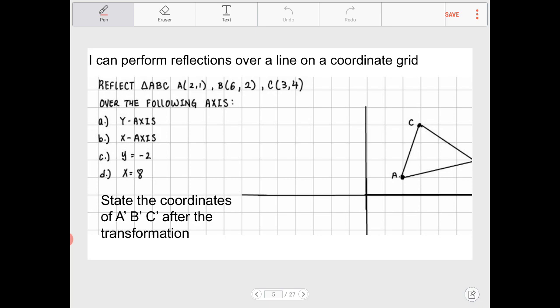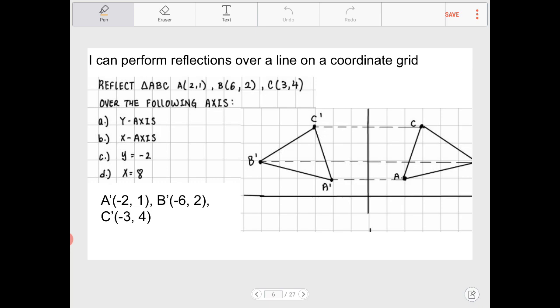We're going to perform a reflection. So when you're reflecting something, okay, the distance that the points are away from the line of reflection has to be the same on either side of the line of reflection. The line of reflection in this case happens to be the y-axis. So I notice that C is 3 away from the y-axis, A is 2 away from the y-axis, and B here is 6 away from the y-axis. So when we perform the reflection, on the other side of the line of reflection, it has to be the same distance away.